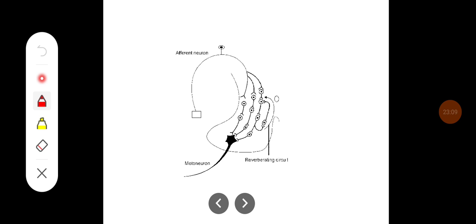Okay. So this is how, when particular neurons are stimulated, they are going to stimulate other neurons, and they give collaterals to other neurons, which again give collaterals to the same neurons which were previously stimulated, and they will form a reverberating circuit. So that is responsible for the after discharge.